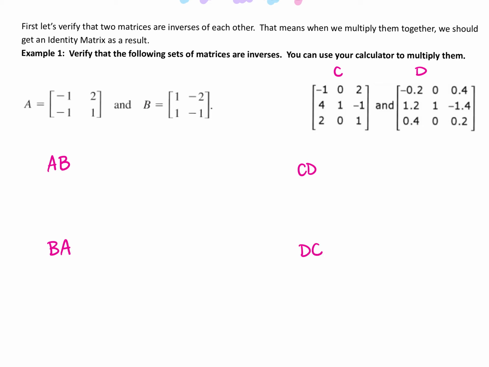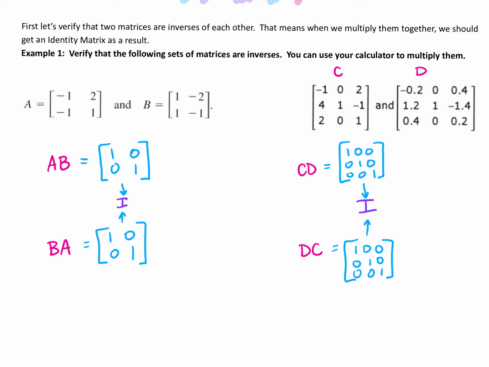I'm going to have you do these on your calculator. I do not need you to do these by hand. So take a moment, type A, B, C, and D into your calculator, and then find the product of A times B, write that down, and find the product of B times A, write that down. Same thing with C and D. Come back and we'll talk about what you found.